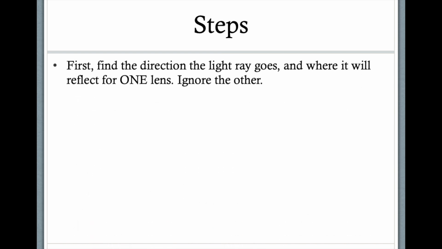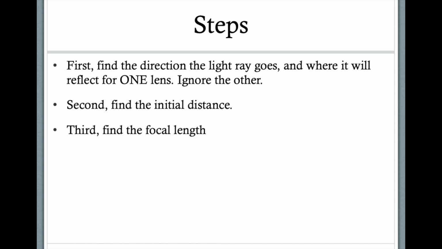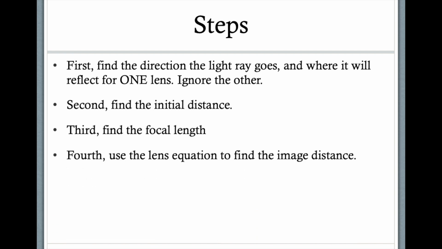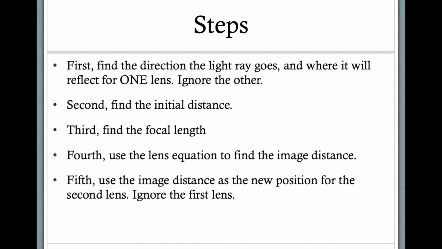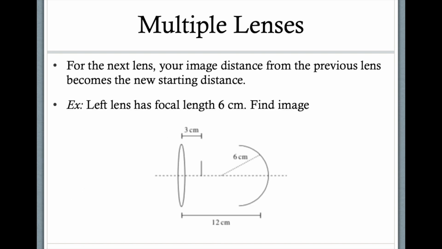The steps in which we will go about solving this problem is to find the direction the light ray goes when it is going to the right, where it will reflect for one lens, and I'm going to ignore the other. Second, I want to find the initial distance, which is given by the diagram, find the focal length, which is r divided by 2 for the sphere, use the lens equation and plug stuff in and figure out what s prime is, and then use that image distance as a new position for the other lens which I did not yet consider. In this instance, there will be two images, and therefore I will have to do the same process twice. The reason there are two images is because the light rays go in two different directions.